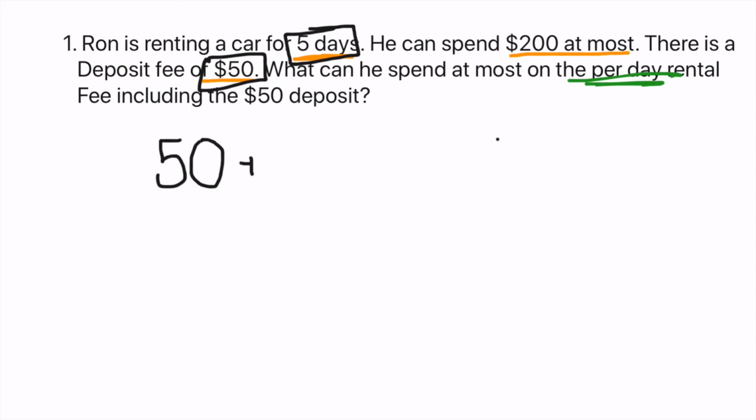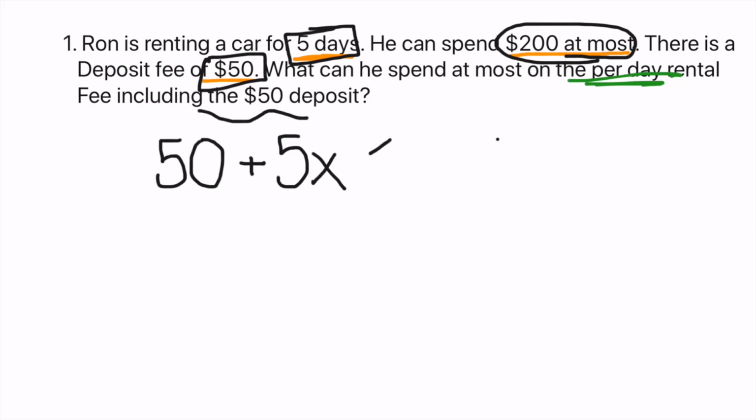So in addition to that $50, he has to spend some amount of money for 5 days. And now he wants to spend at most $200. So that means whatever he spends right here needs to be less than or equal to $200. Because if he wants to spend at most $200, he does not want to go over $200. So now we have our equation set up and we just use algebra to solve.